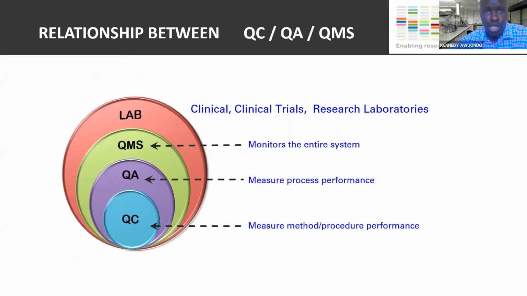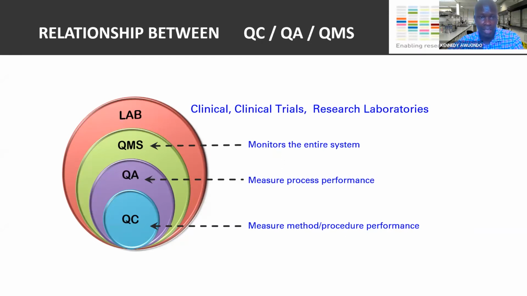So what is the relationship between QC, QA, and QMS? From the illustration here, you can see QC is a subset of QA, and it measures the method or procedure performance. And then QA is a subset of QMS, and QA measures process performance. So the difference here is one is measuring procedure, the other one is measuring the process. And processes are the activities which are related one to another.